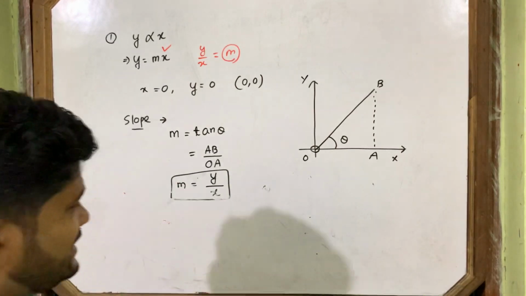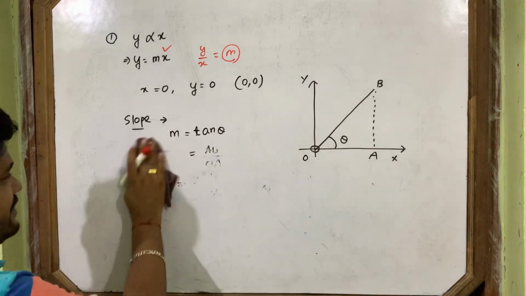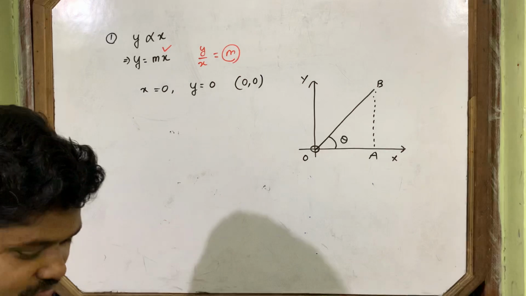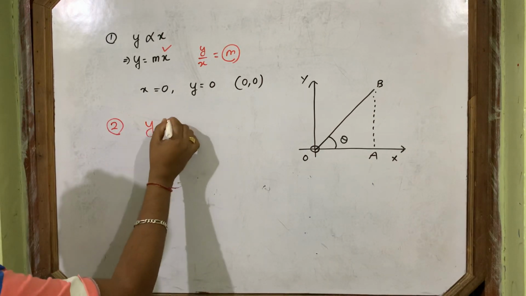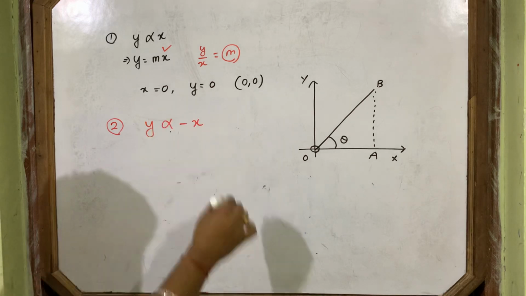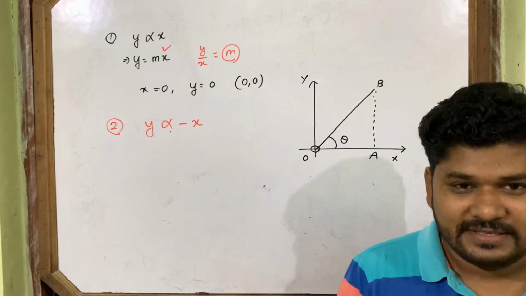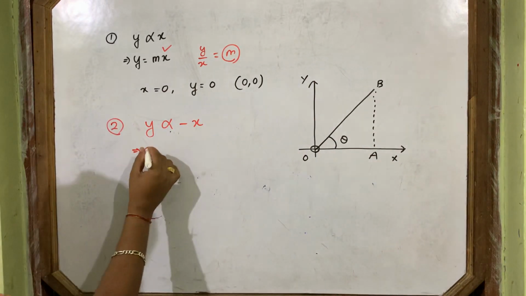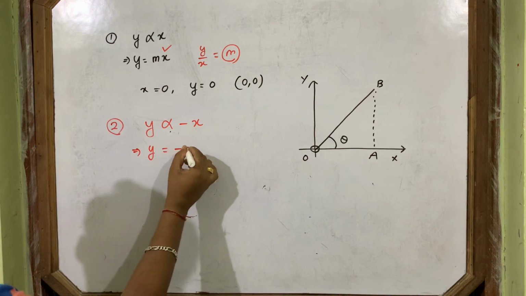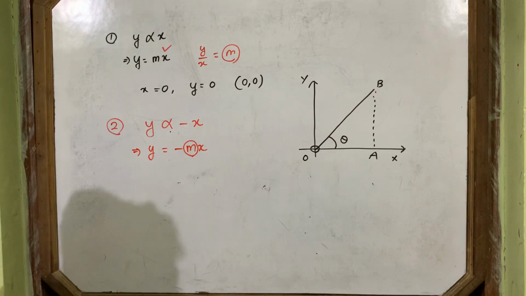Again the same directly proportional graph I am giving to you. Another type of graph I am now showing to you. Same directly proportional, but y is directly proportional to minus x. Then what happens in this case? If y is directly proportional to minus x, and here I multiply the constant, that's m. The constant multiplied is m.